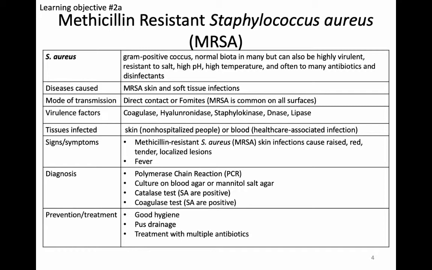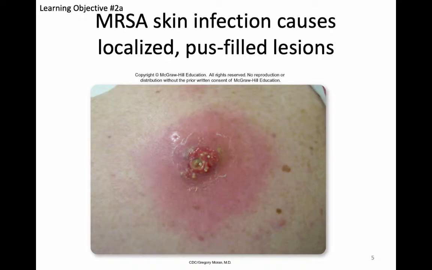It can infect both non-hospitalized people, typically sticking to the skin, but it is also a healthcare associated infection, found in patients in the hospital, and it's often a blood infection in these individuals. So we'll first look at a picture of MRSA, and then we'll discuss diagnosing it, because there are several ways to diagnose this infection.